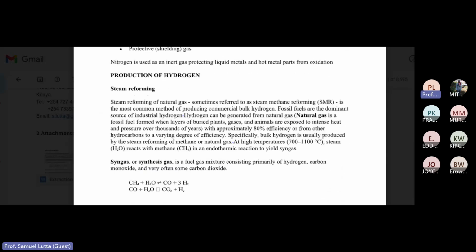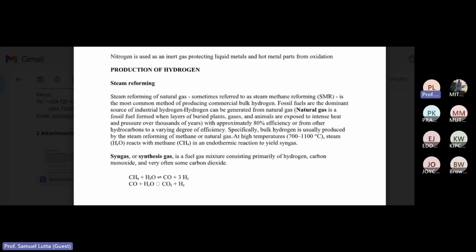Now there's also an important gas, hydrogen. Some developed countries have already come up with vehicles that use hydrogen as a fuel. The advantage of using hydrogen as a fuel is that when it's oxidized, you get water, and water is a friendly product, not like carbon dioxide. It is normally formed from natural gas, a process referred to as steam methane reforming. So it is formed from methane.